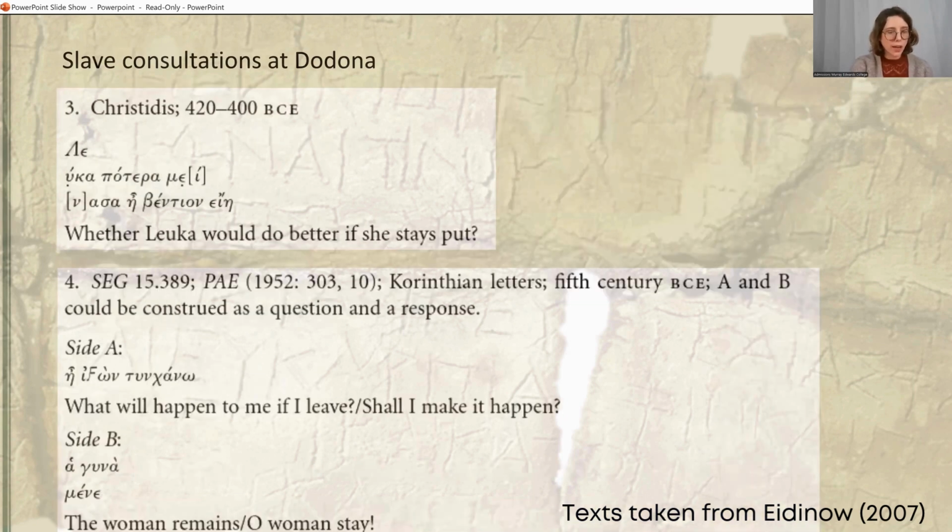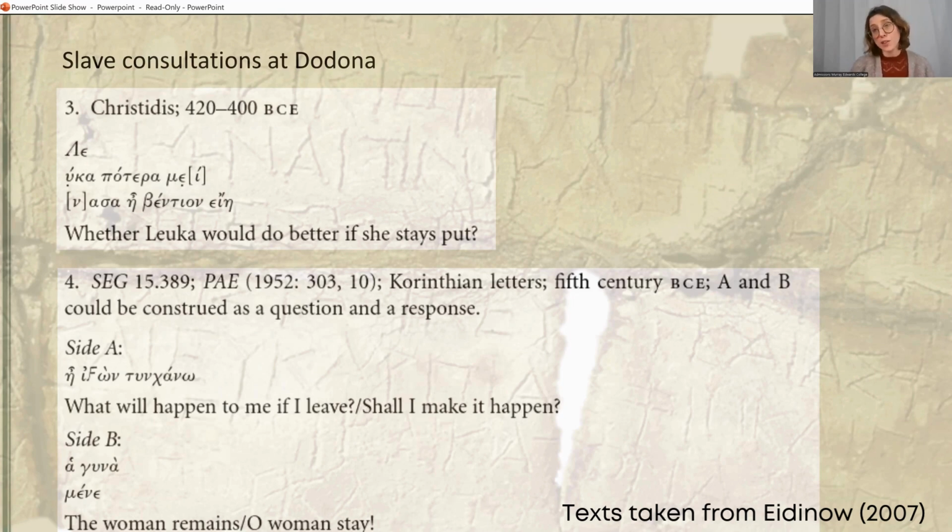A further two are less explicit, but have plausibly also been thought about in relationship to slavery and the search for freedom. So here we find individuals asking whether or not they should run away, whether Luca would do better if she stays put, and what will happen to me if I leave, shall I make it happen? In both of these cases, we might imagine another scenario where a woman is asking whether or not to remain in a relationship or to stay in a particular position of subservience to a man.